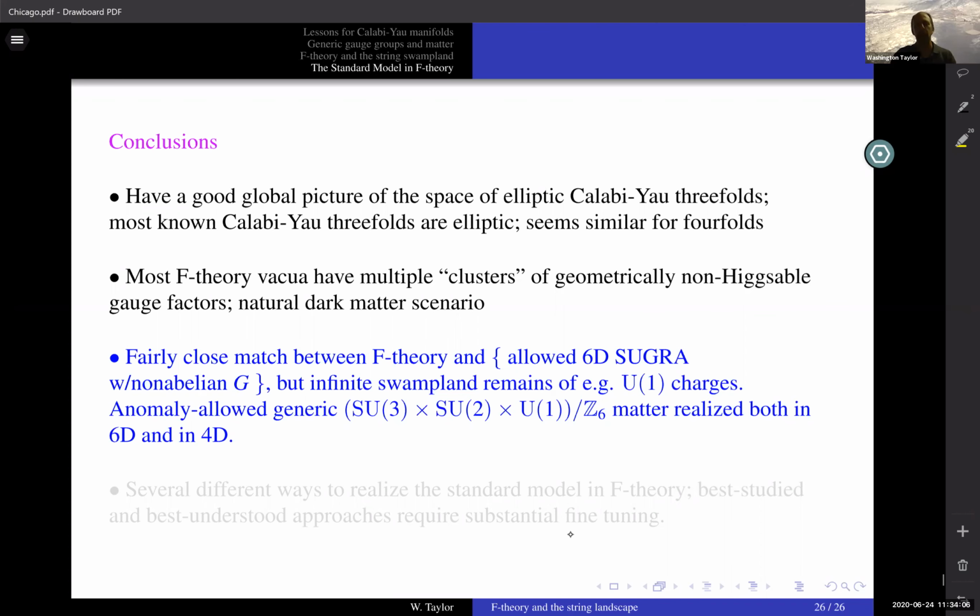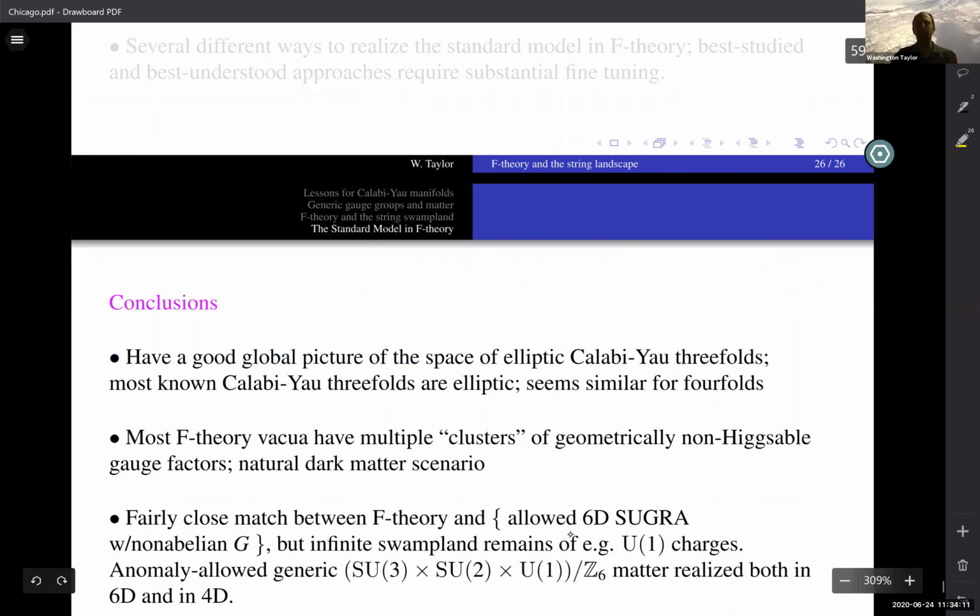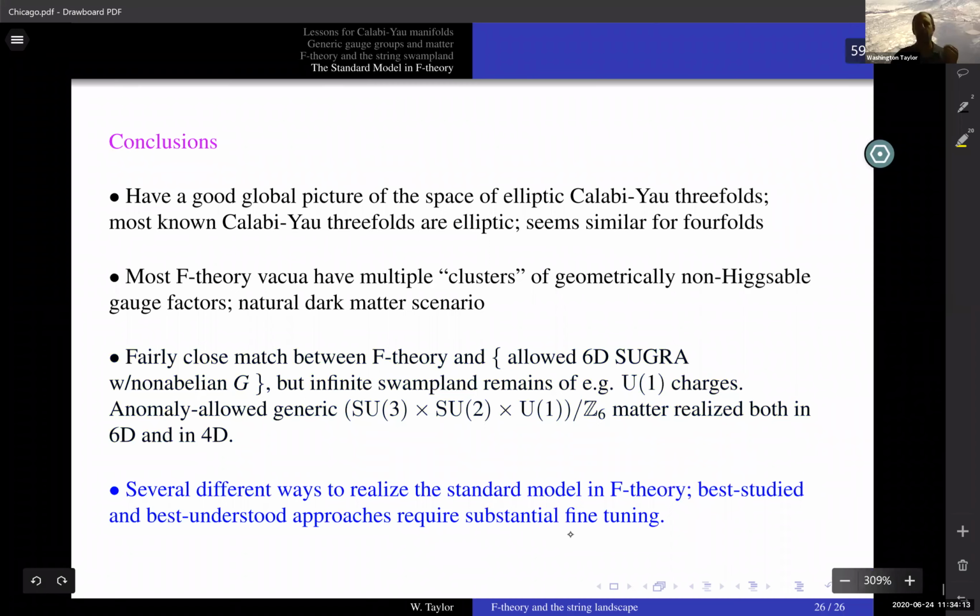And that ties into the final message, which is there's lots of ways of getting the standard model in F-theory. The best studied and best understood approaches seem to require quite a bit of fine tuning, at least from a naive counting point of view, both from the point of view of how many bases there are and where you are in that big space of bases, and how much you have to tune the Weierstrass model once you're on a certain base. So I think looking at the cases which look more generic is a very natural direction to try to find something which matches observable physics, but which is as generic and natural and typical in the string theory landscape as possible. All right, I'll stop there. Thanks very much.